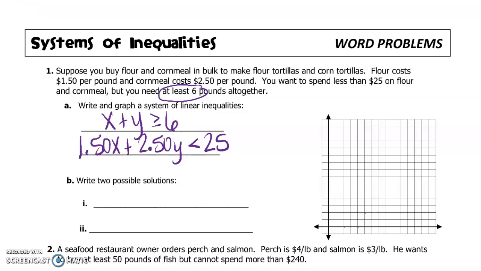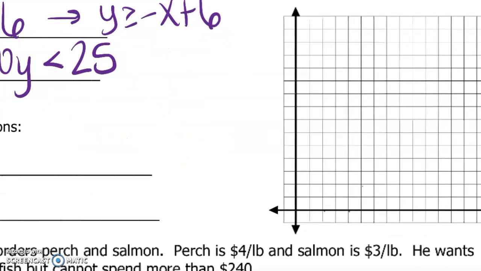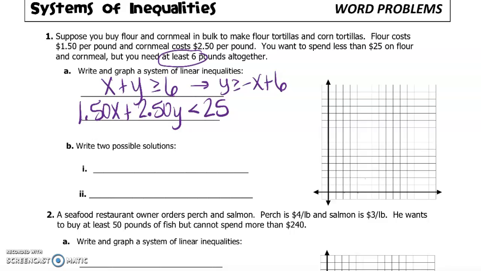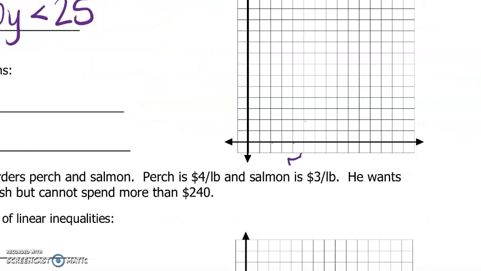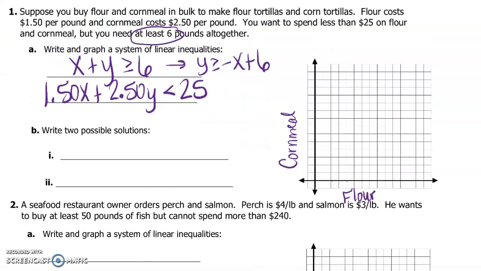So now you're going to graph these. So this one, when I solve for y, I get y is greater than or equal to negative x plus 6. You would subtract the x to get it to the other side. The other thing when we graph, we need to label our x and y axis. So since x has $1.50 with it, that's flour. Then our y axis would be cornmeal. Specifically pounds of those two things, but if you don't want to write that all out, that's fine.